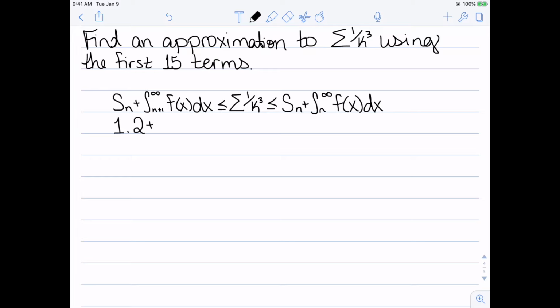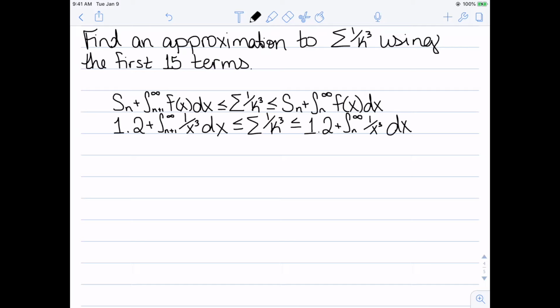We can use a calculator to sum the first 15 terms and we get that it's about 1.2. In reality, it's 1.19997, so we'll go ahead and round that to 1.2. We also know the function defined by this series is 1 over x cubed, so I have the integral from n plus 1 to infinity of 1 over x cubed. So that's our lower bound. And the only thing that we change on the right-hand side is our integral goes from n to infinity.